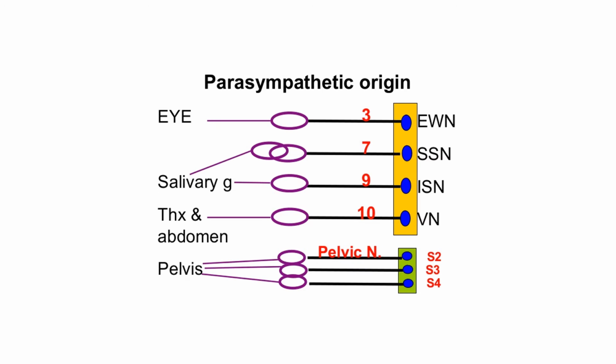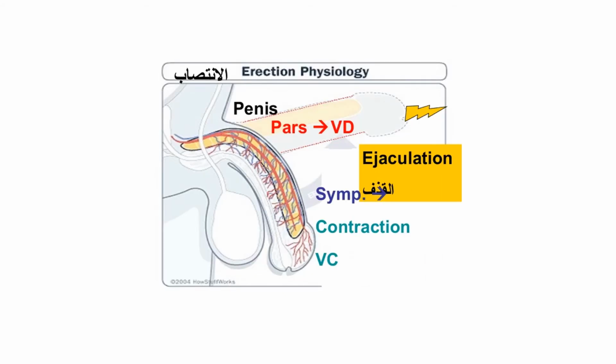Parasympathetic origin. Third nerve, seventh nerve, ninth nerve, 10th cranial nerves. Third nerve supplies the eyes for the eyeball movement and salivary secretion, 7th and 9th, and thorax and thoracic and abdomen. Pelvic, sacral plexus supplies to the bladder. Not only that one, supply for the ejaculation and also for contraction along with the sympathetic and parasympathetic.